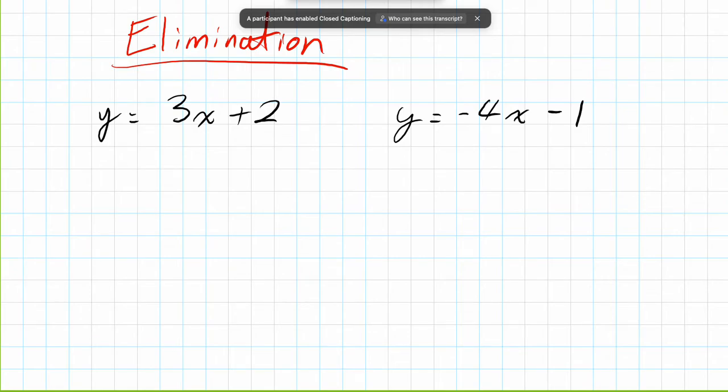Okay, we're going to take a look at elimination here. So elimination is another method for finding what's called a system of equations. So we have something here. This is two linear equations.